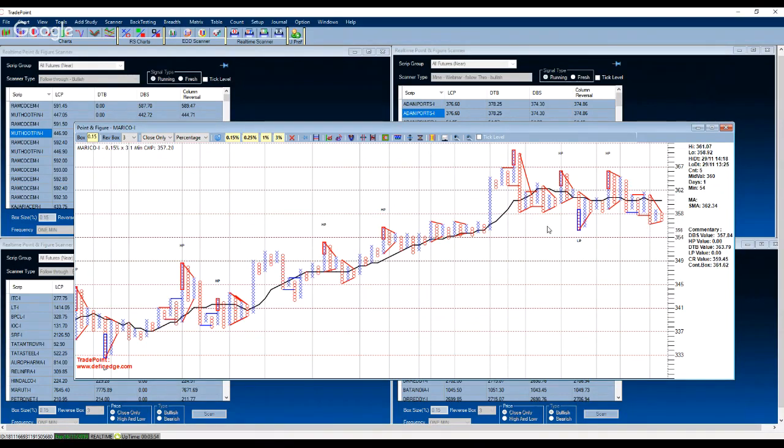Similarly, a bear trap is going to be a sell signal immediately followed by a buy signal. So this will be a classic case of a bear trap, wherein you have a sell immediately followed by a buy signal.